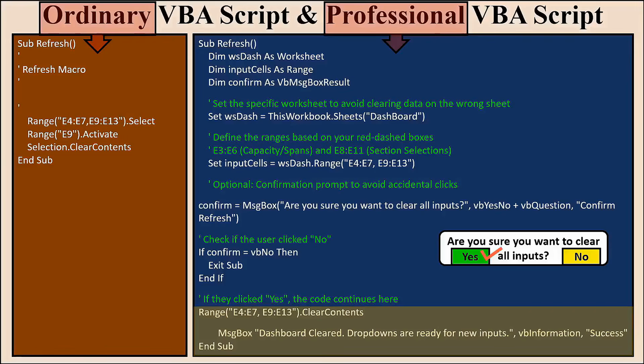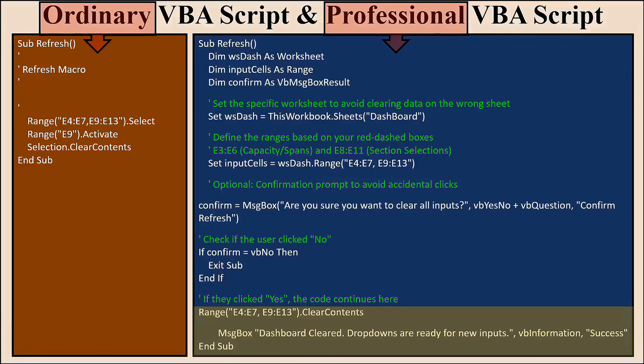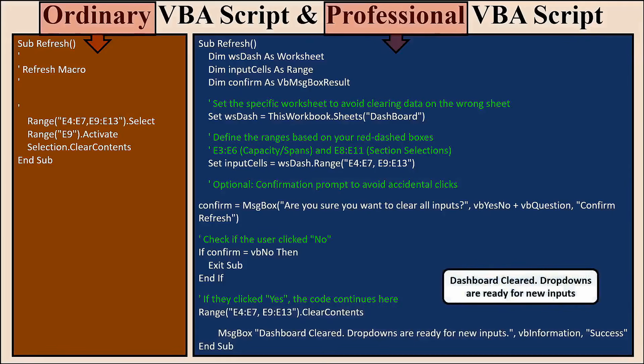First, Excel reaches into those specific cell ranges and wipes them clean in one single move, without any flickering or selecting. Next, because the user can't see the code working, we provide a success message. This is a polite way of telling the user, task completed. Your dashboard is now fresh and ready for a new design. The End Sub line simply tells Excel that the subroutine is finished and it can stop working. This provides a clean, professional user experience, ensuring the engineer always knows exactly what the tool is doing.